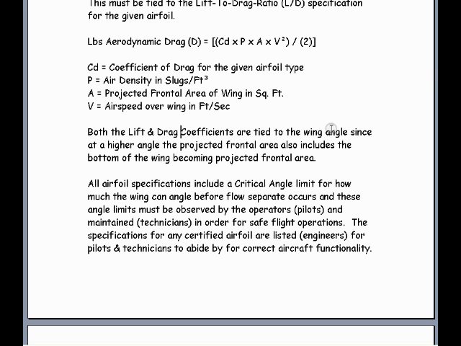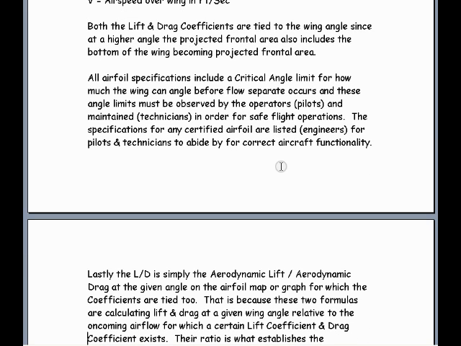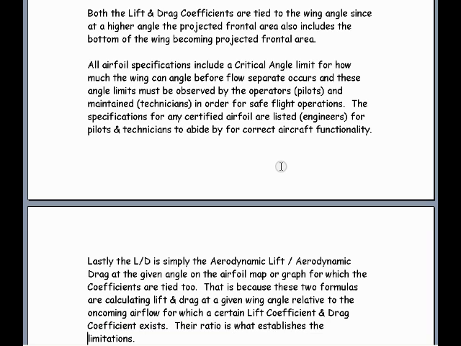Both the lift and drag coefficients are tied to the wing angle, since at higher angle the projected frontal area also includes the bottom of the wing becoming projected frontal area. All airfoil specifications, including the critical angle limit for how much the wing can be angled before flow separation occurs, and these angle limits must be observed by the operators, the pilots, and maintained by the technicians, in order for safe flight operations. The specifications for any certified airfoil are listed by the aeronautical engineers that publish them for the given airfoil, and then the pilots and technicians can abide by them for correct aircraft functionality and operation.